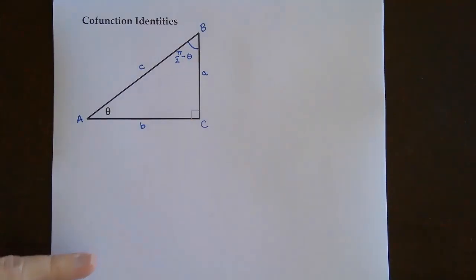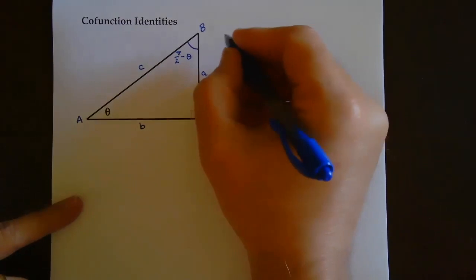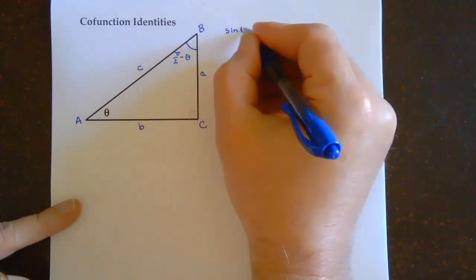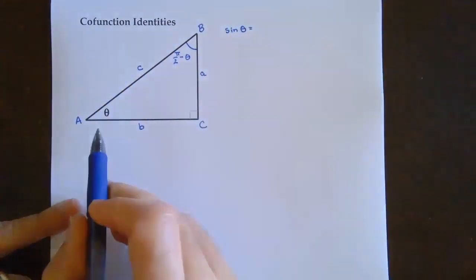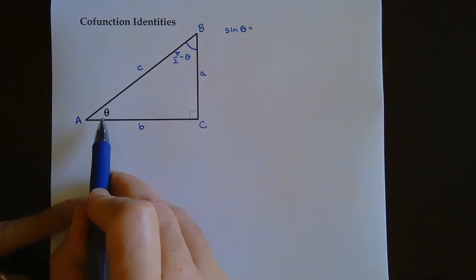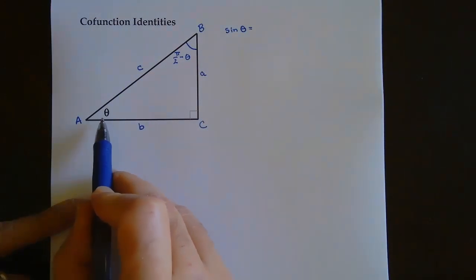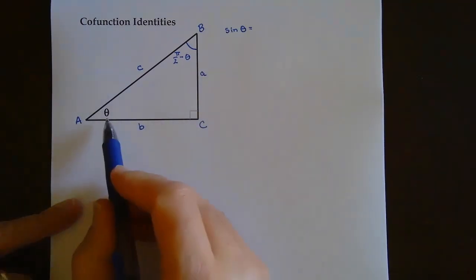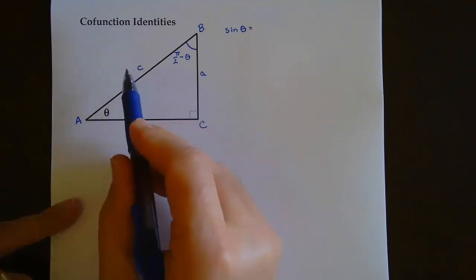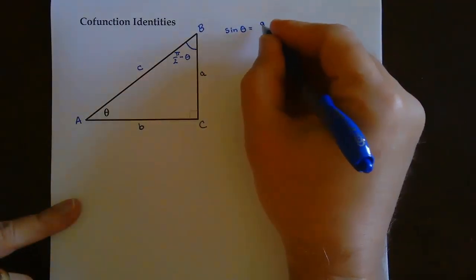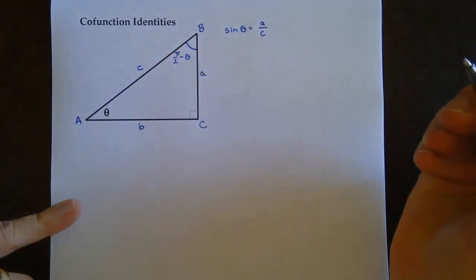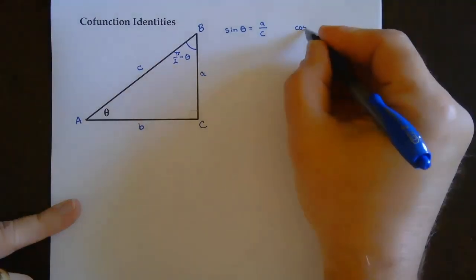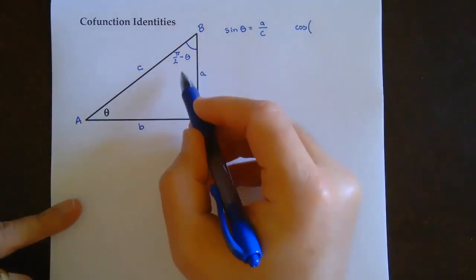So I'm going to do some right triangle trig with you guys, okay, on this. So what is sine of angle theta? Okay, so sine of angle theta. So here's angle theta. Sine is the opposite over the hypotenuse, right? The opposite over the hypotenuse, because we just have a right triangle. We're not using the unit circle right now, okay? So it would be A over C, right? Okay, now I want to look at what is cosine of pi over 2 minus theta.